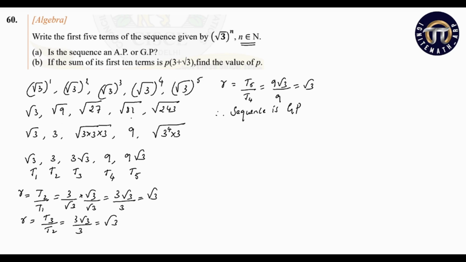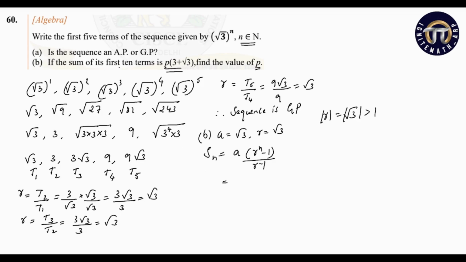Clear? So next one, if the sum of its first 10 terms is so and so, find the value of P. So now here we get to know A is equal to root 3 and also the common ratio R is equal to root 3. We know that Sn is equal to, you must know the formula, children. Sn is equal to, see here, modulus of R is modulus of root 3, which is greater than 1. So I use the formula A into R to the power of n minus 1 divided by R minus 1. Okay, so sum of first 10 terms.